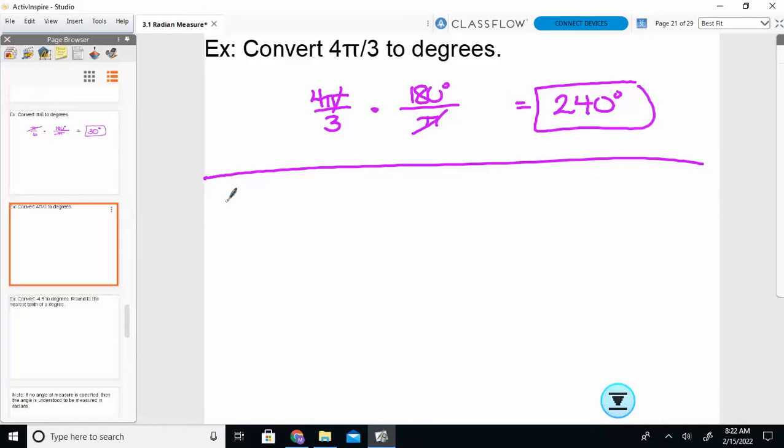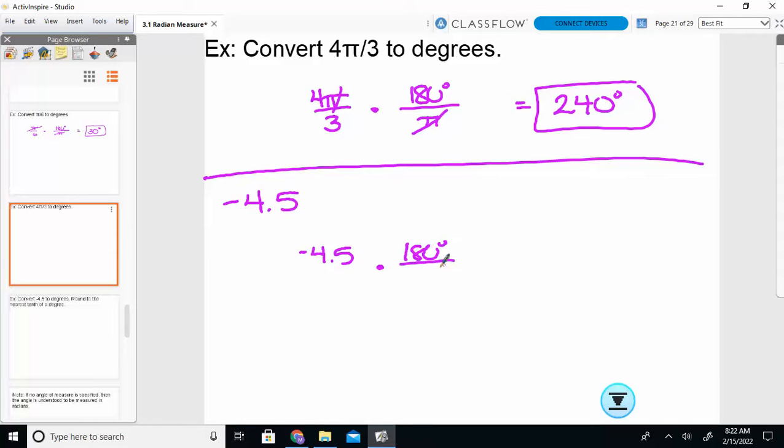What if I gave you, let's just say, negative 4.5. If I gave you that, is that degrees or radians? Radians. I didn't put a degree symbol, so it's radians. So if I wanted this in degrees, what would you have to multiply by?